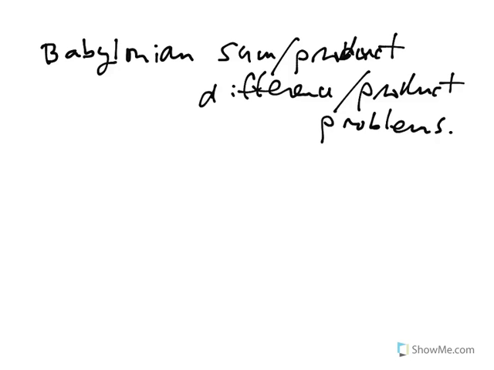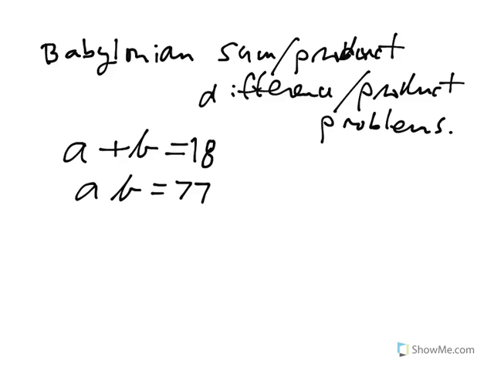The Babylonians had a process for solving equations that are set up in this form. You're given two numbers, or you want to find two numbers, so that the sum is 18 and the product is 77. So here's the question: two numbers that add up to 18 and whose product is 77. And they found in these Babylonian tablets this list of numbers that solve the question.